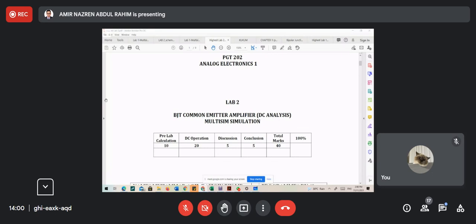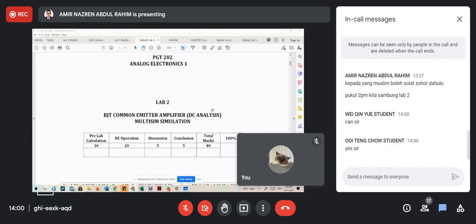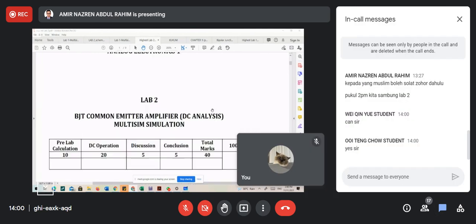Week and continue with the next weeks before we continue lab 3. So today I hope that we can proceed with lab 2, so we can save our time and not do the replacement lab.